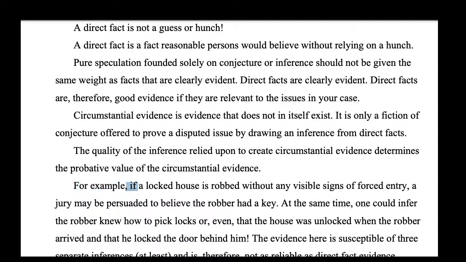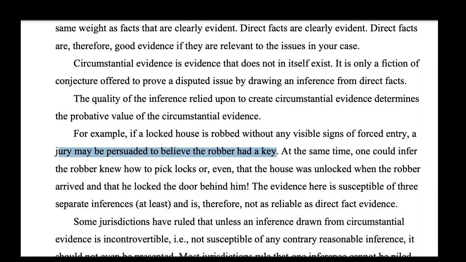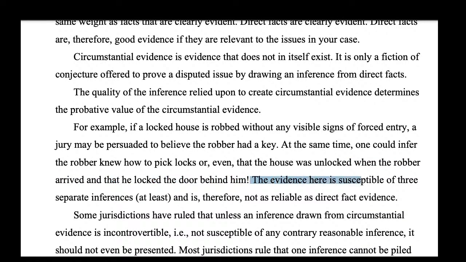For example, if a locked house is robbed without any visible signs of forced entry, a jury may be persuaded to believe the robber had a key. At the same time, one could infer the robber knew how to pick locks, or even that the house was unlocked when the robber arrived, and that he locked the door behind him. The evidence here is susceptible of three separate inferences at least, and is therefore not reliable as direct fact evidence.